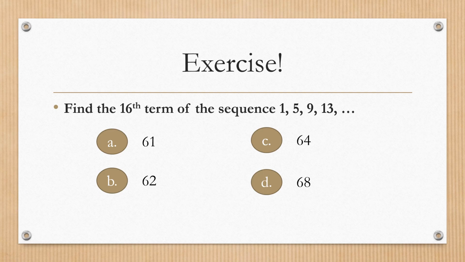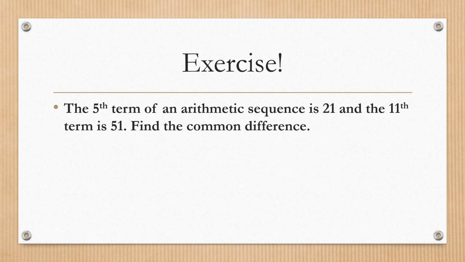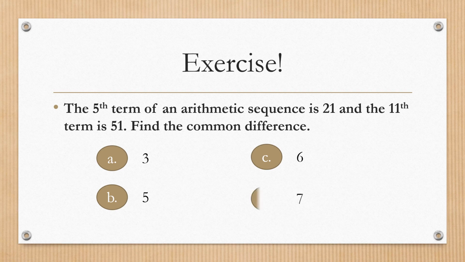For the next item, the fifth term of an arithmetic sequence is 21 and the 11th term is 51. Find the common difference. Is it A, 3, B, 5, C, 6, or D, 7?